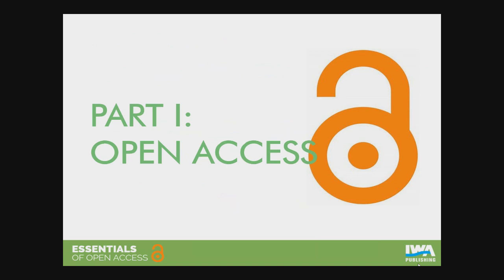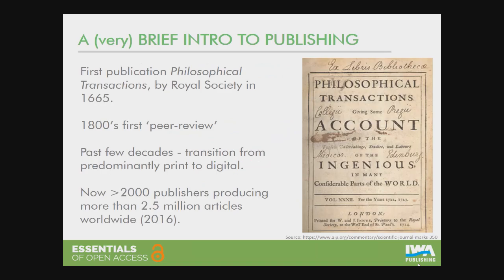So, part 1, open access. Before I start, I just wanted to give you a very brief introduction to publishing. The first publication came out in about 1665, so publishing is not new. It's been around for a long time. And there is record of first peer review happening in around the 1800s, most likely in France. The past few decades is really when we've seen this huge shift from predominantly print to digital. So most publications are now online, which has really been important for the rise of open access, which I'll explain in a little bit. And today we have more than 2,000 publishers producing more than 2.5 million articles worldwide. So it's a huge amount of research output.